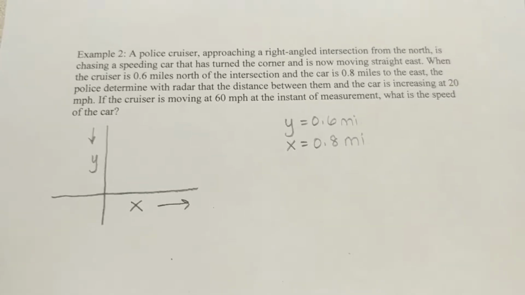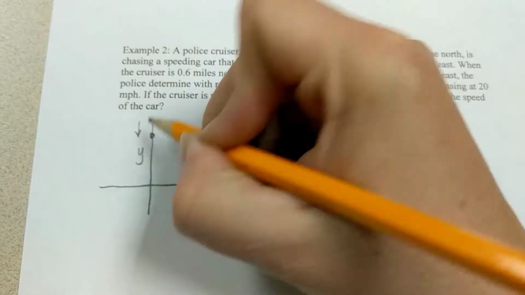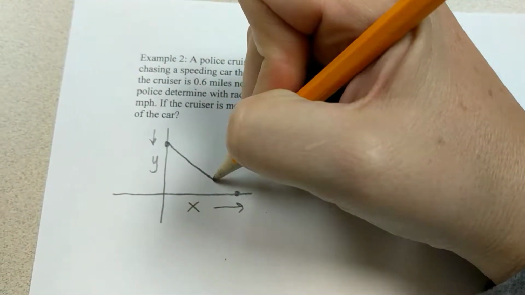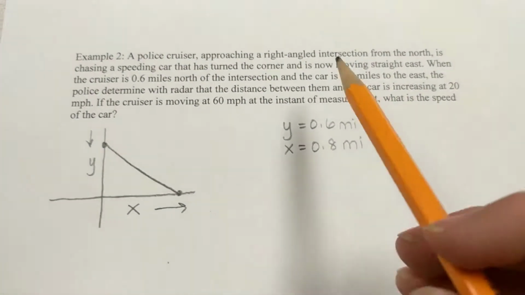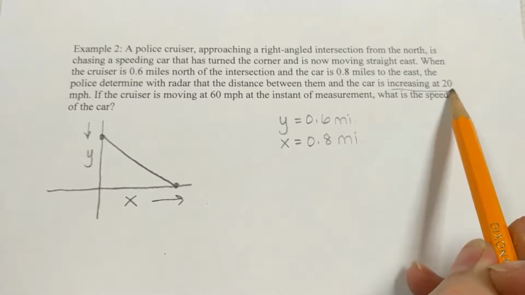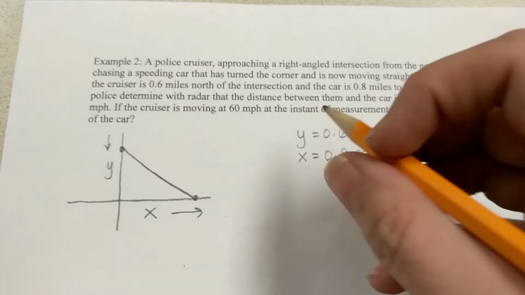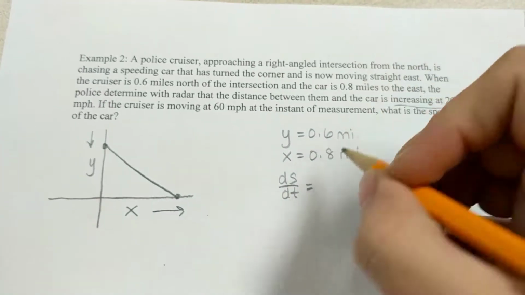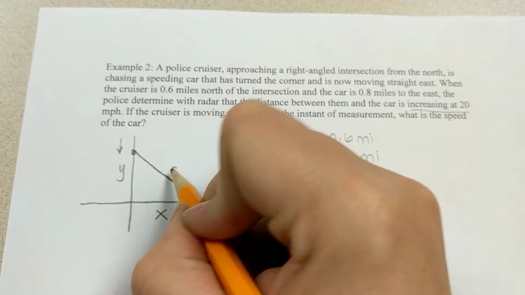The police determine with a radar the distance between them and the car. So let's say cruiser is here, car is here. They're talking about this straight line distance between them. And notice it doesn't tell you what the distance is. It just says that the distance is increasing at 20 miles per hour. So they've given you a rate. I'm going to call it change in S with respect to time is 20 miles per hour. So I'm going to label this side S.